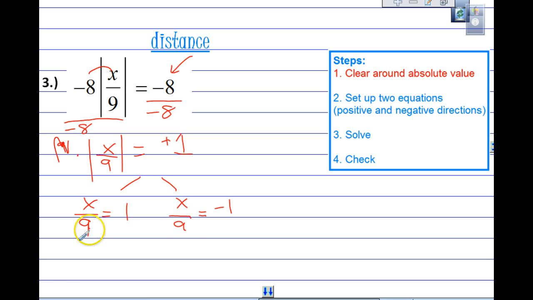Some people will get kind of freaked out about this. This is asking what divided by 9 is 1. Well, 9 divided by 9 is 1. That's all. What divided by 9 is negative 1? Negative 9. So you probably know the answer. Then you can go back and ask, how do I support that with some actual work? I have to multiply by 9 on both sides. 1 times 9, that's how I get the 9.